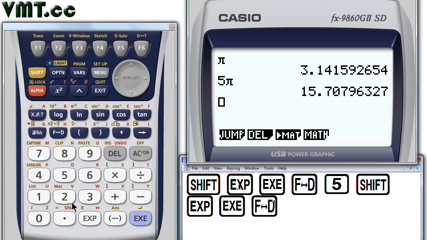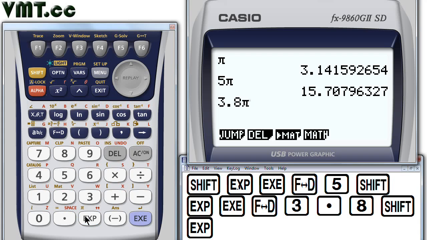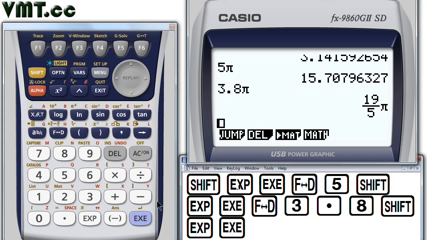Our last example is 3.8 pi, execute. Notice what happened. It changed the 3.8 into its fractional representation automatically. We could also make it a mixed number by pressing Shift and then the fraction decimal conversion key. And then to get the decimal approximation for this expression, type the fraction decimal conversion key.